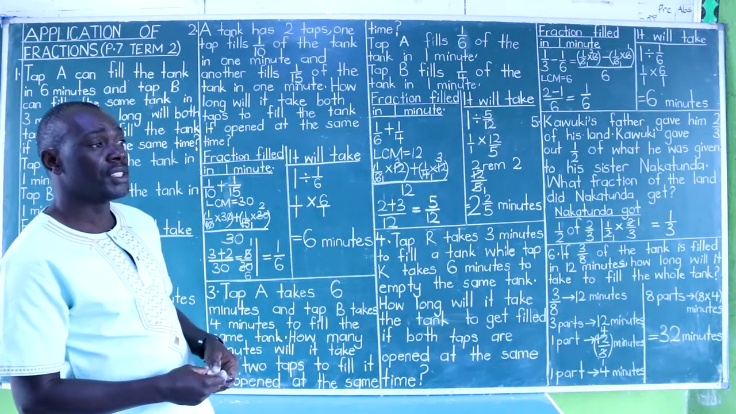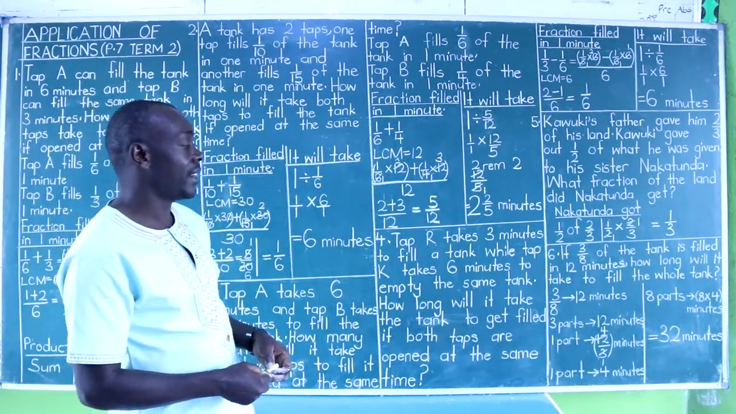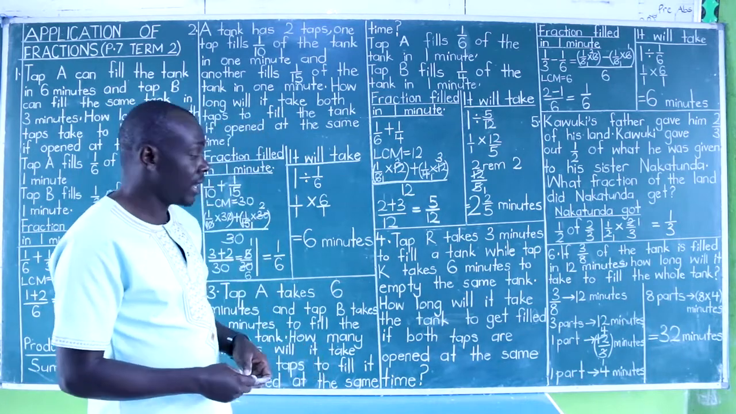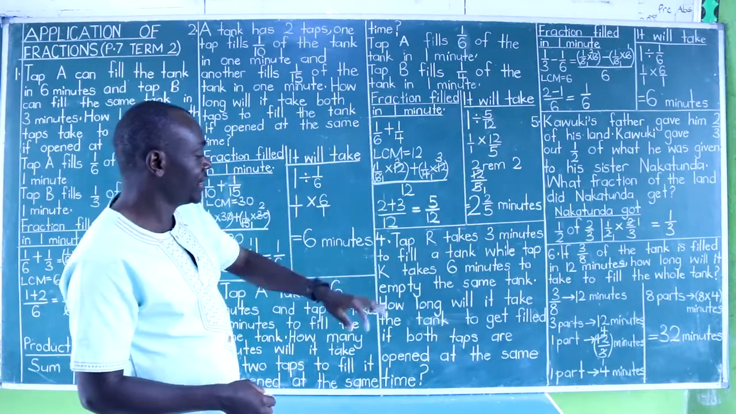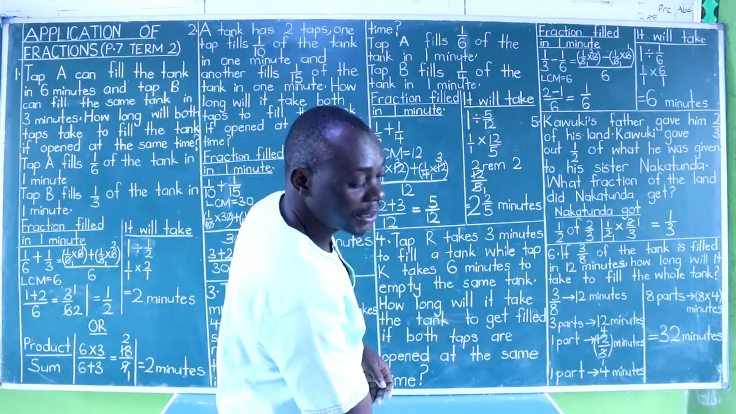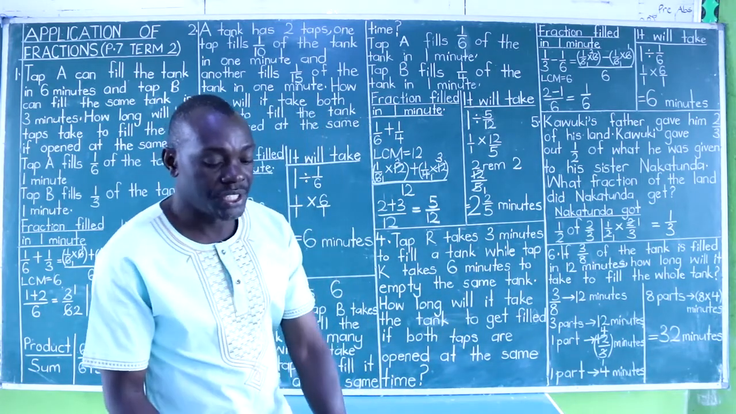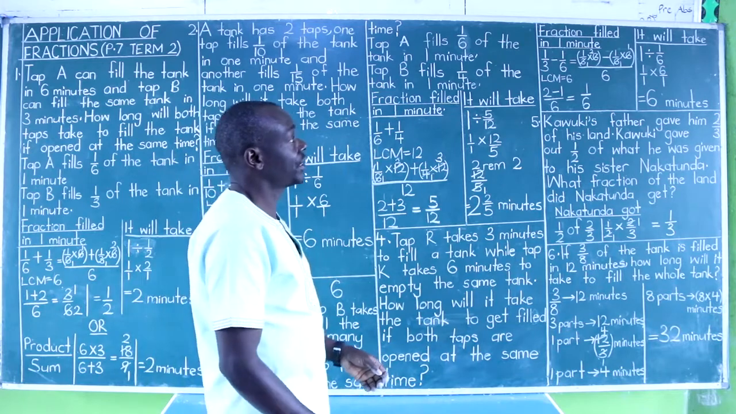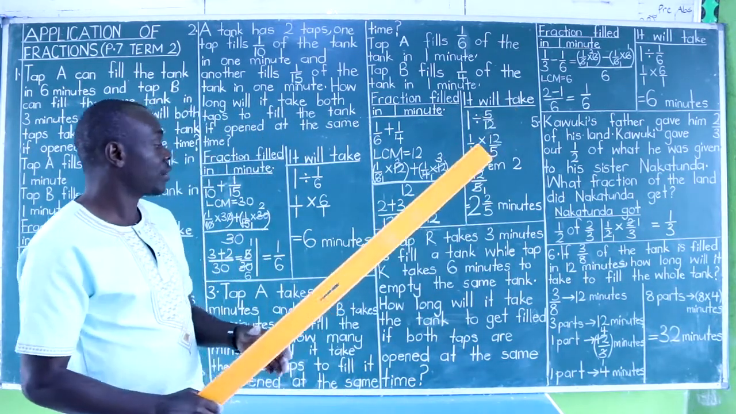One is connected up, another one is connected down. One is filling, another one is emptying. So there you must know the action here. One is filling, another one is emptying. Then we are going to apply fractions, yes, but the operation is going to be subtraction. One is emptying. So start with the application like we did.